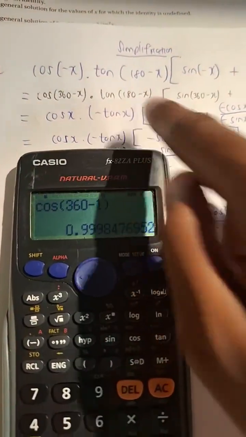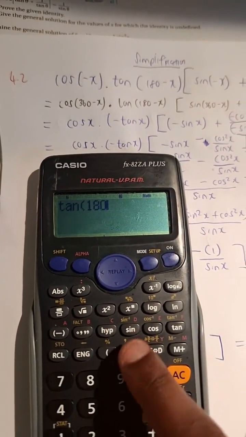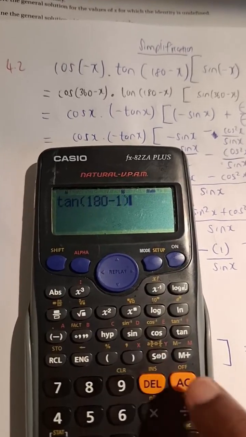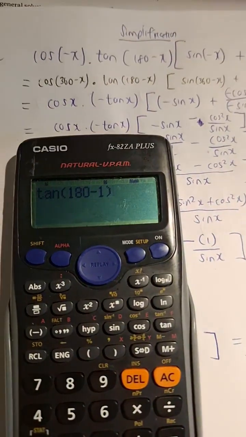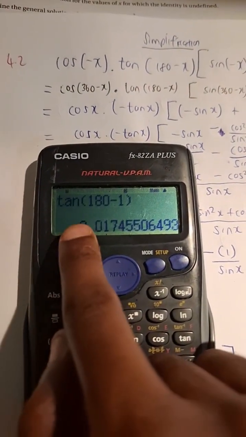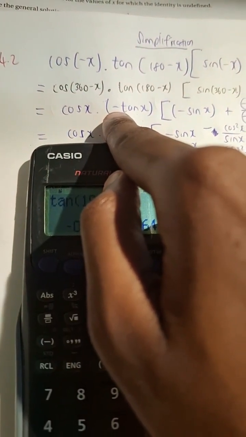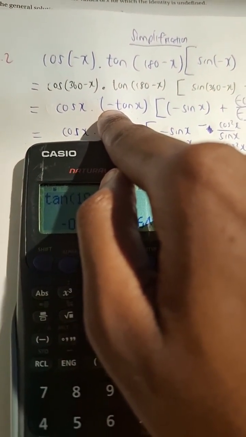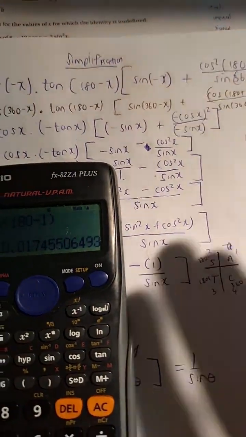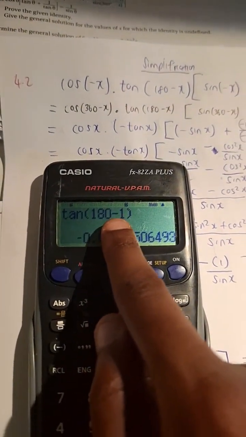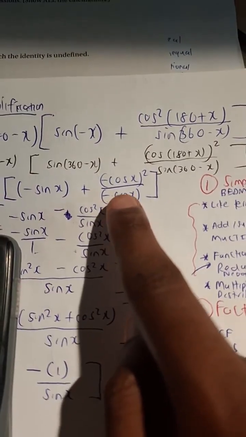Let's go to tan of 180 minus x. Instead of trying to evaluate these things, say tan of 180 minus 1, what you want to check is, is it positive or negative? Look at the answer. It's negative, you see? So that means it's a negative sign that we can put. Do you know what I mean? Yeah, and so it goes. You can basically substitute 1 every time to check the sign of each ratio.